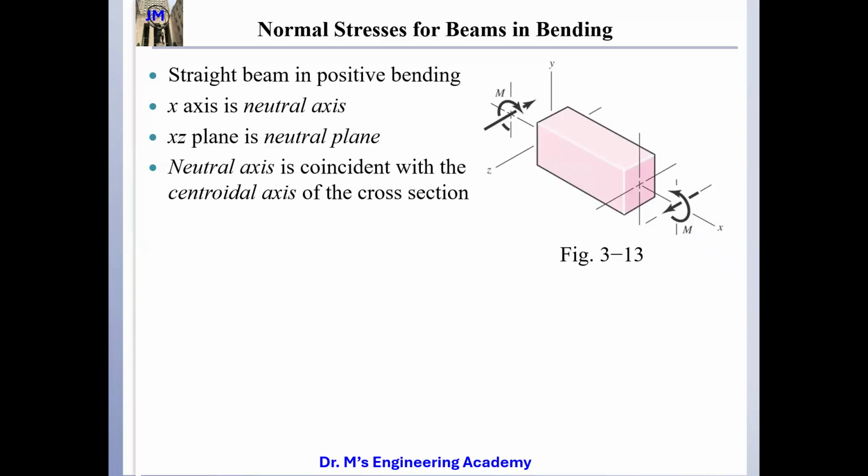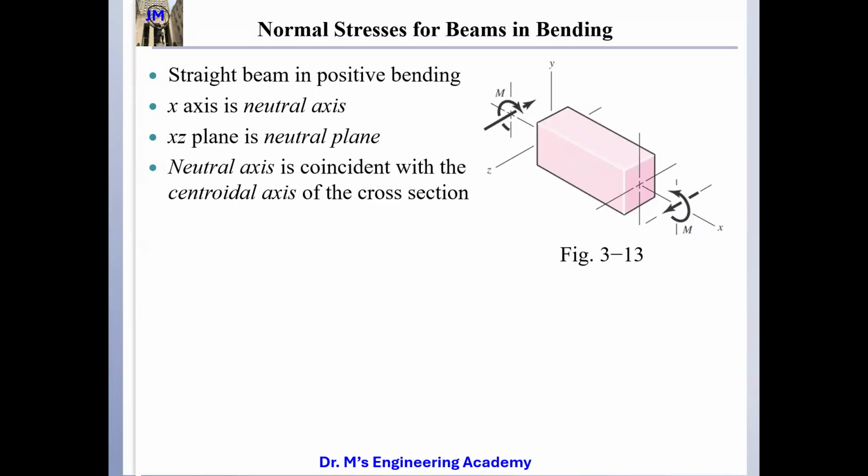So this XZ plane is the neutral plane. Neutral plane means that all these fibers from there to here, on this plane, as you bend it, the length remains the same. So the neutral axis coincides with the centroidal axis of the cross section.